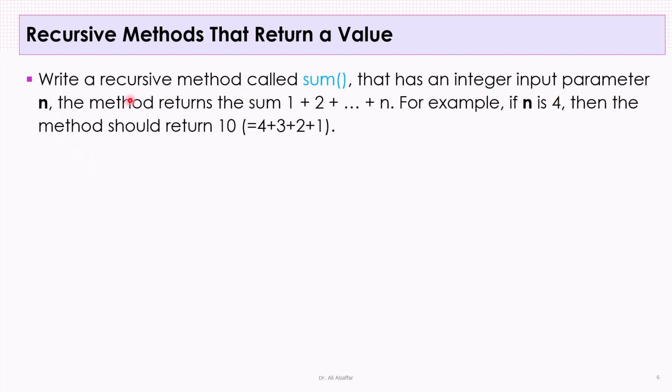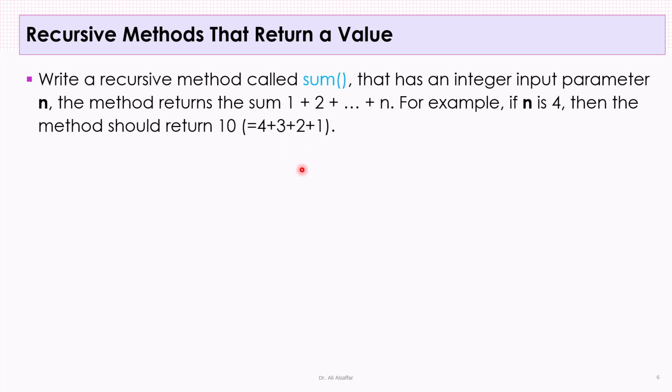And here we would like to design a recursive method called sum, that has an integer input parameter n, and the method returns the sum 1 plus 2 up to n. As an example, when we call the method with input parameter n equal to 4, then the method should return 10 as the result of the sum 4 plus 3 plus 2 plus 1.